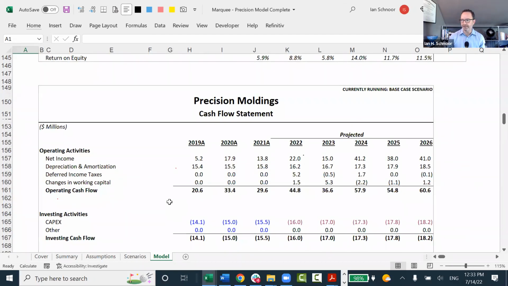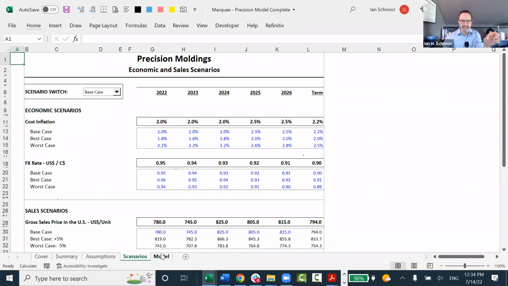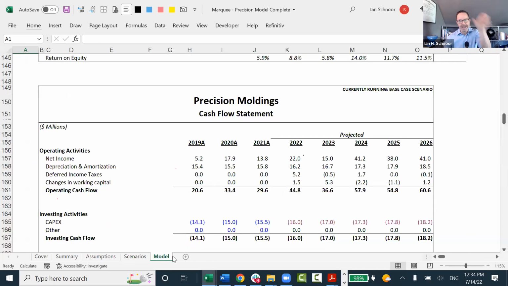Now I've got an important question for you. Has anybody ever seen a forecast where every financial statement was on its own separate tab? Have you ever seen a model where there was an income statement tab, and then there was a cash flow statement tab, and then there was a balance sheet tab? Has anyone seen that before? Yes. Look at all these yeses. Raise your thumb or hand. Yeah, you've seen that before many times.